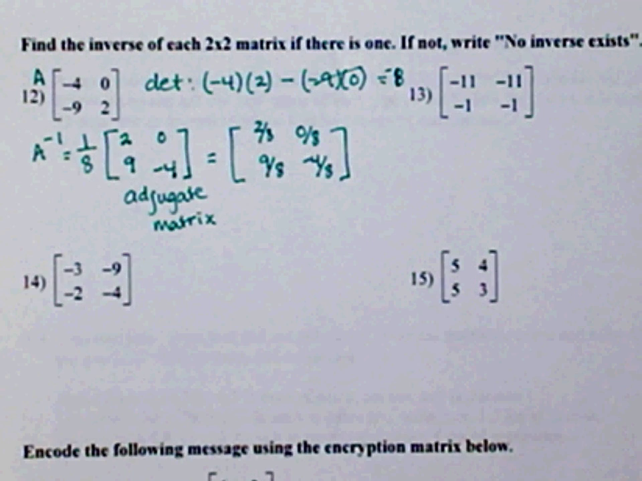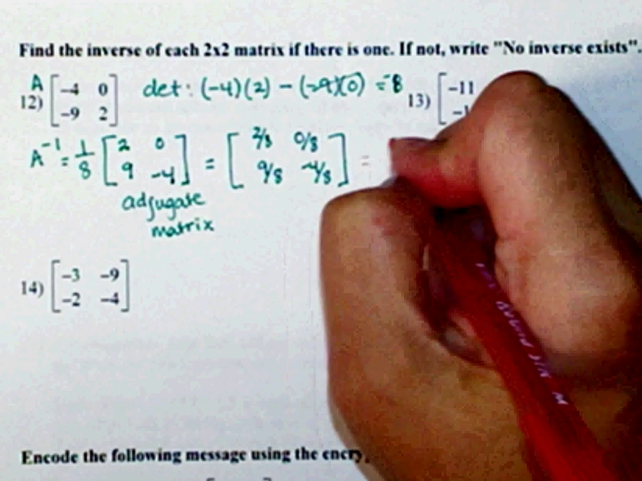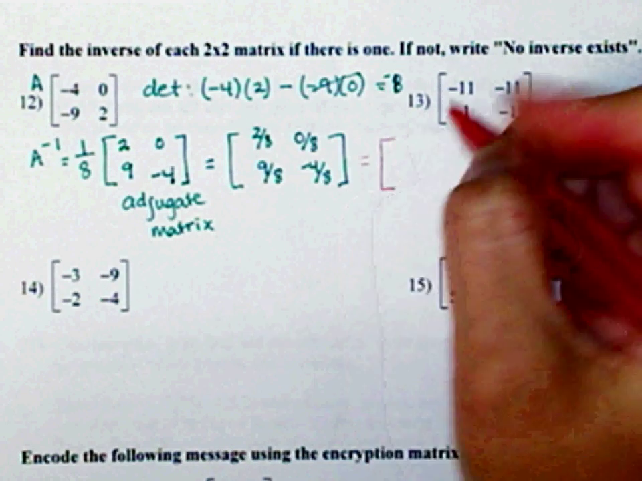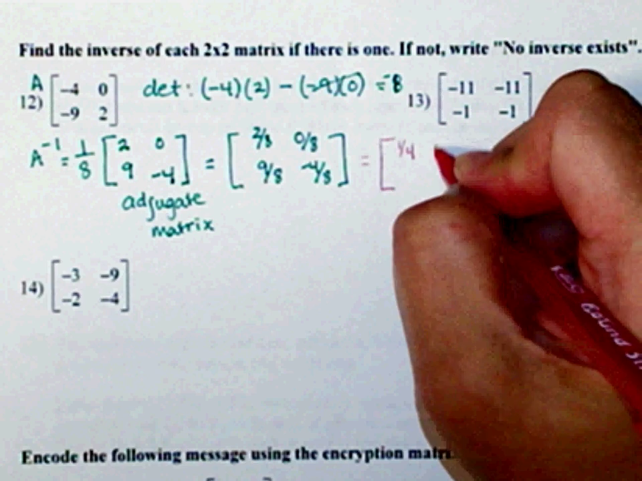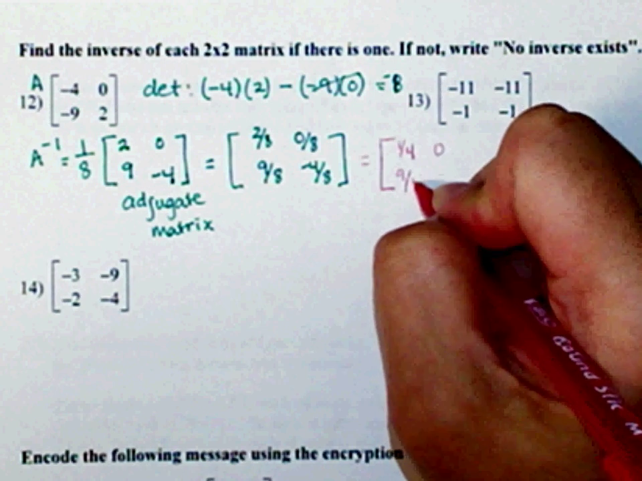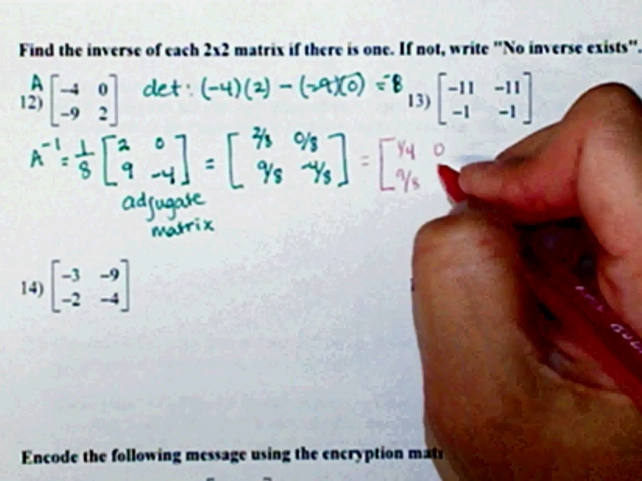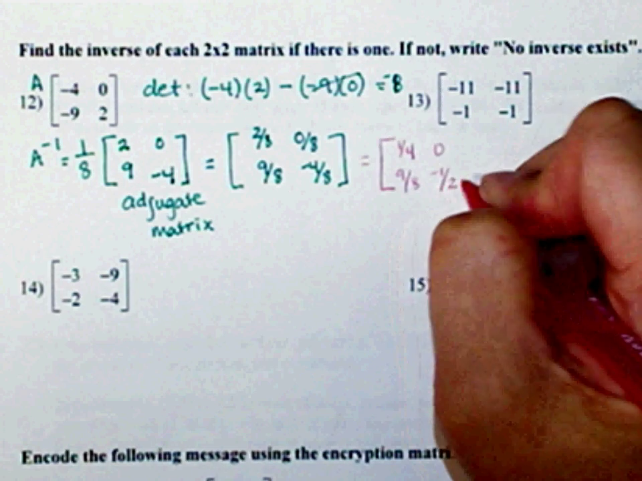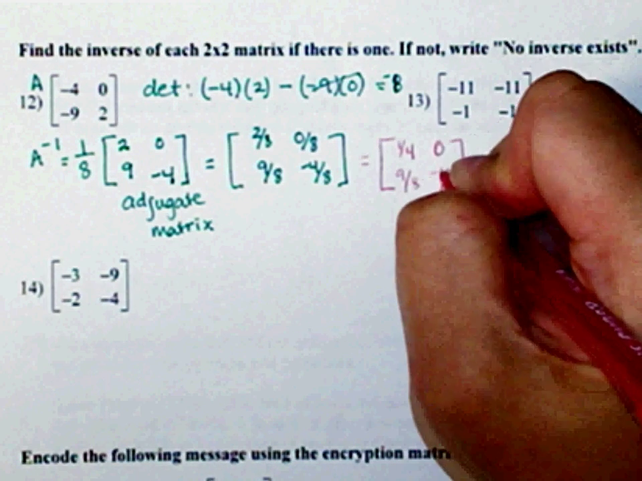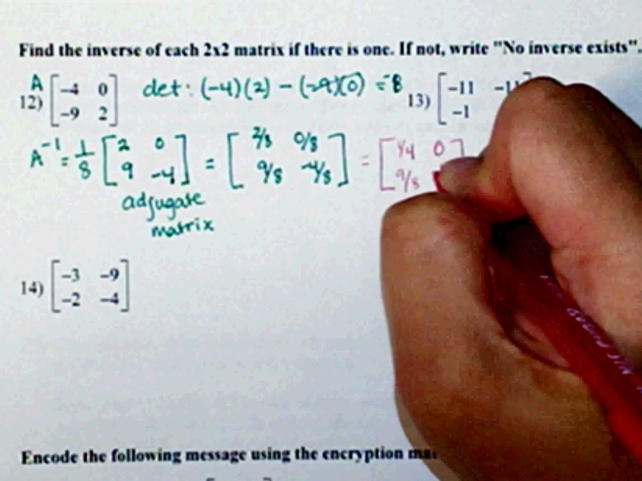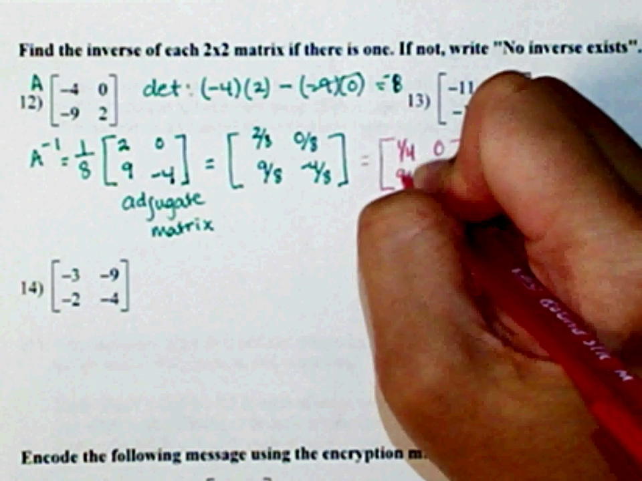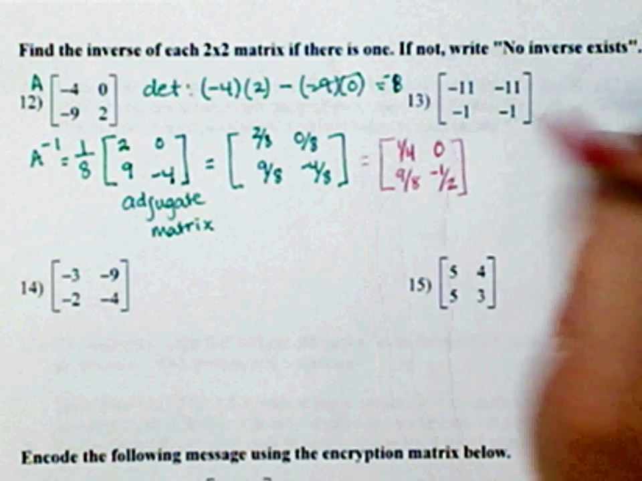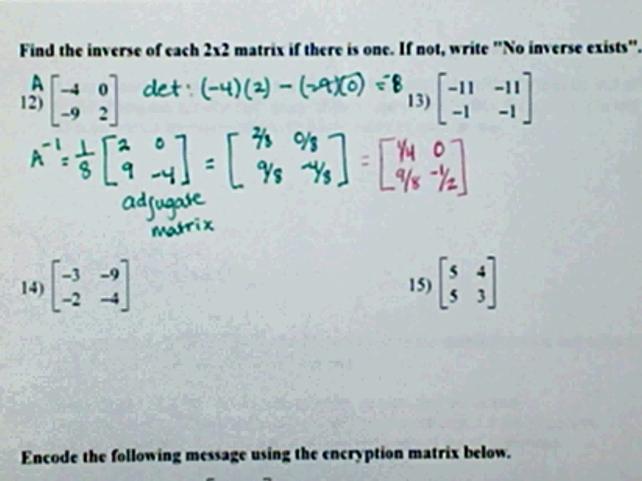So your solution, when you simplify it, here's your inverse. Okay? 2 over 8 is the same as 1/4. 0 over 8 is 0. 9 over 8 stays the same. And then negative 4 over 8 is negative 1 over 2. Let me write that a little bit bigger. And there you have your solution. That's your inverse. So the inverse is going to help us solve in the next section.